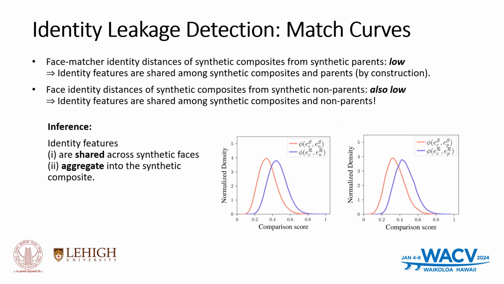Detecting identity leakage. Using our image composites, we detect identity leakage via a quantitative evaluation of identity distances of composites from their parents and from their non-parents. These identity distances are given by a face matcher, which measures the identity dissimilarity between two face images. We find that the identity distances of synthetic composites are quite low from synthetic parents and also from synthetic non-parents. This implies a global similarity or sharing of identities occurring across synthetic images, which magnifies or aggregates into synthetic composites.